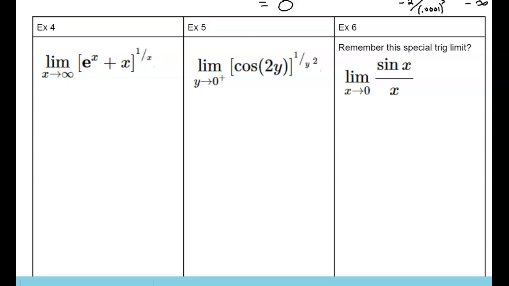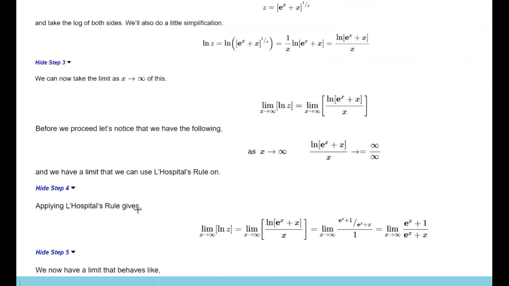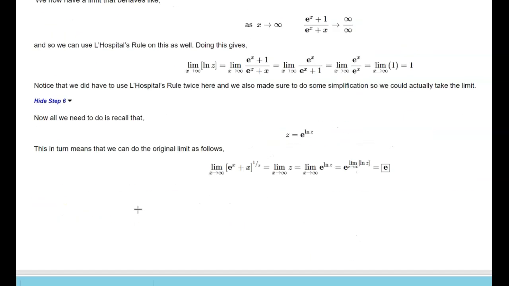Okay, so examples 4 and 5 need to be a lot more creative and algebraic review. Example 6 is pretty straightforward. Now, as a little cheat sheet, if you scroll down, I have these typed up. For example 4, I have the explanation. See how long that is?